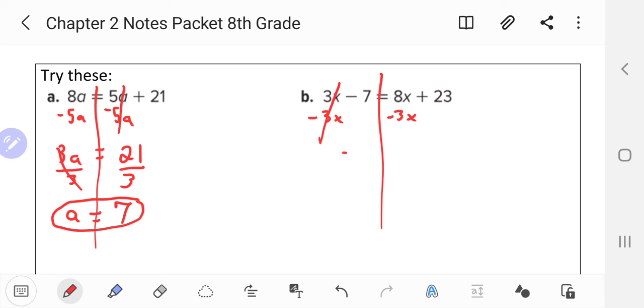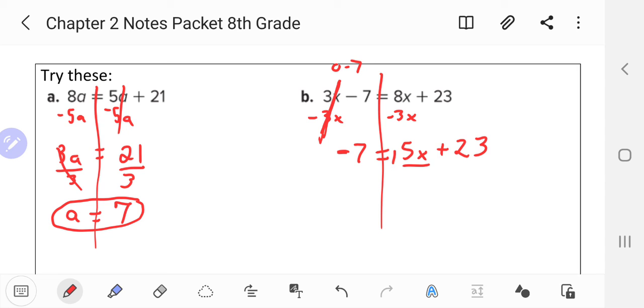Now I bring down my minus 7. Why? Because 3x minus 3x equals 0. That cancels out. And then 0 minus 7 would be negative 7. So that's why we bring down the negative 7 and not just regular 7. Anyway, 8 bags minus 3 bags gives us 5 bags, or 5x. Now it's just a two-step equation, which we learned how to solve in lesson 2.